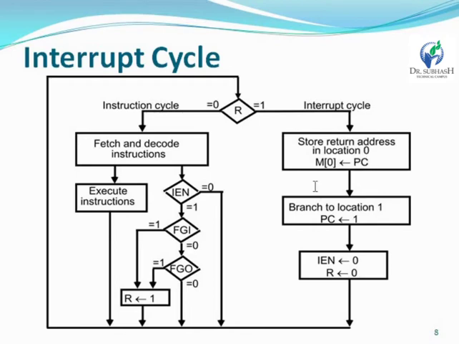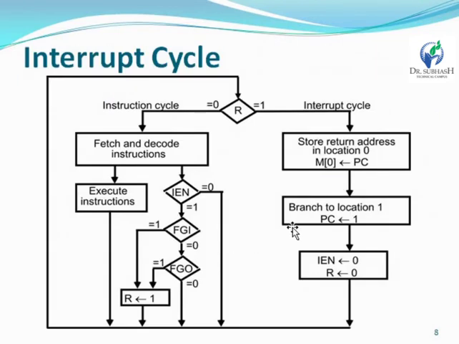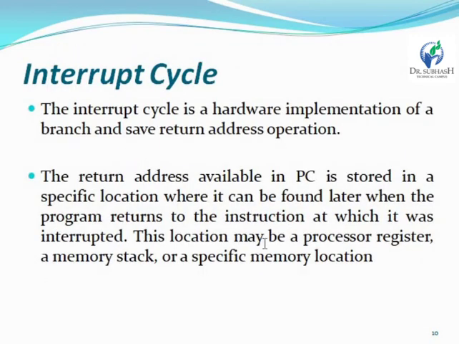Now, what is the explanation of the interrupt cycle in short terms, with the branch operation? The interrupt cycle is a hardware implementation of a branch and save return address operation. The return address, available in the program counter, is stored in a specific location where it can be found later, when the program returns to the instruction at which the interrupt occurred. This location may be a processor register, a memory stack, or a specific memory location. It means if the branch instruction occurs, at that time go to any processor register, memory stack, or any specific memory location, because we can store the data as the return address.